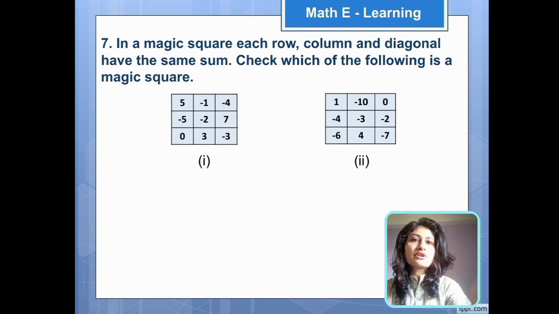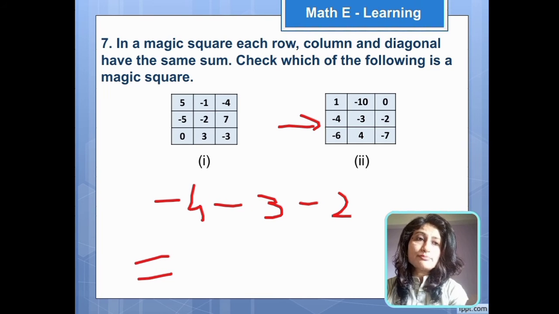Now we check for the second row. Minus 4, minus 3 and minus 2. Minus minus becomes plus. So 4 plus 3 is equal to 7. 7 plus 2 is equal to 9. And the answer is minus 9. So the answer of the second row is also minus 9.